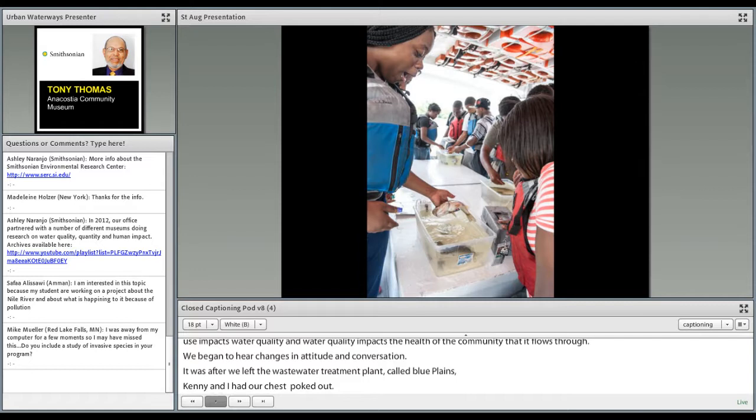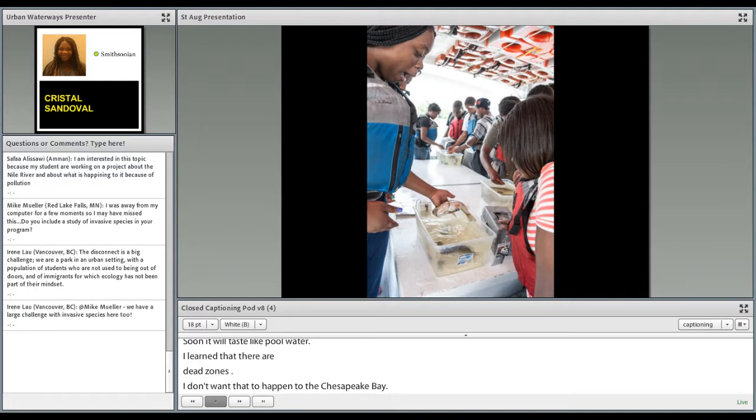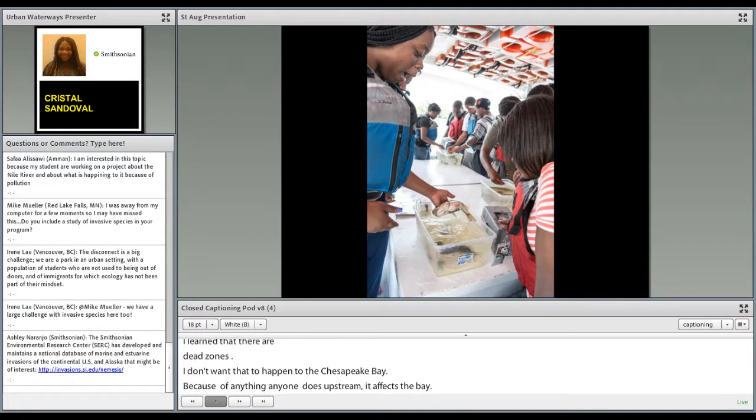And I honestly learned that there are dead zones in the Gulf of Mexico because of the polluted rivers around it. And I don't want that to happen to the Chesapeake Bay, because the Chesapeake Bay is getting there. What I learned from this project is that it doesn't just affect us, it affects everybody. And this isn't a lesson that only I can learn, it's something that everybody in the world can learn.